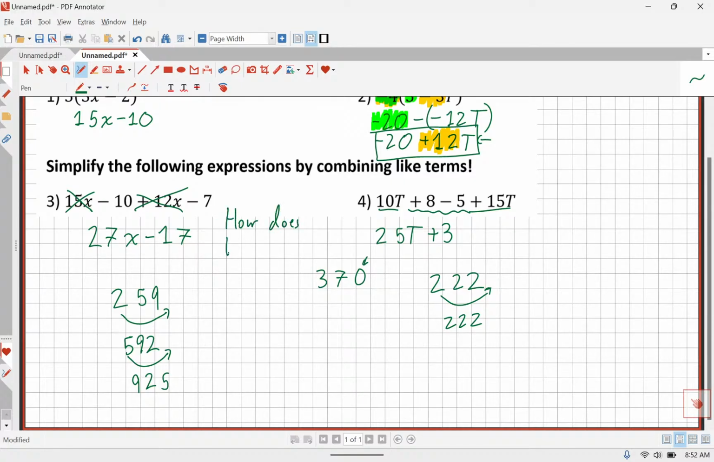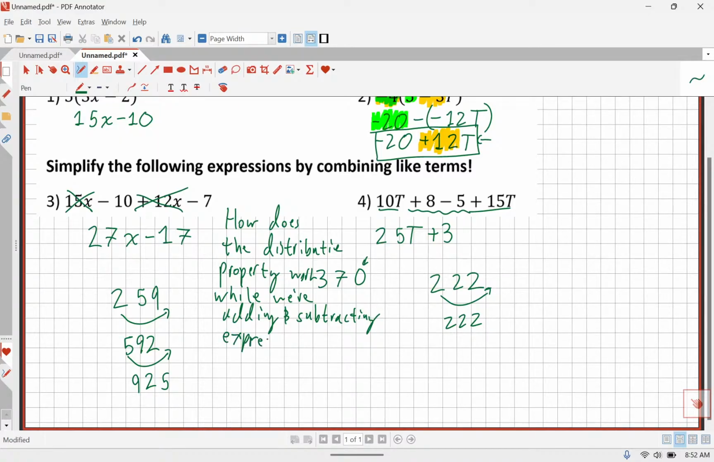Awesome. How does the distributive property work while we're adding and subtracting expressions together? Kind of a mouthful today.